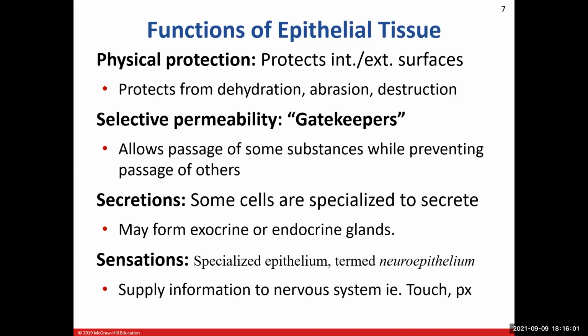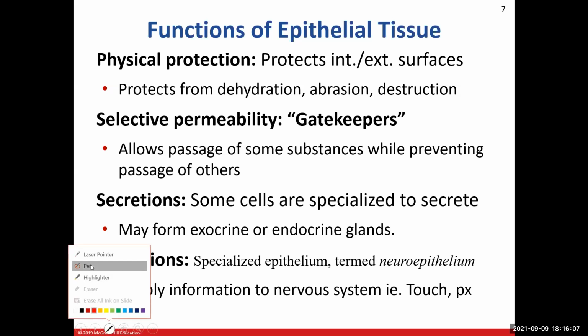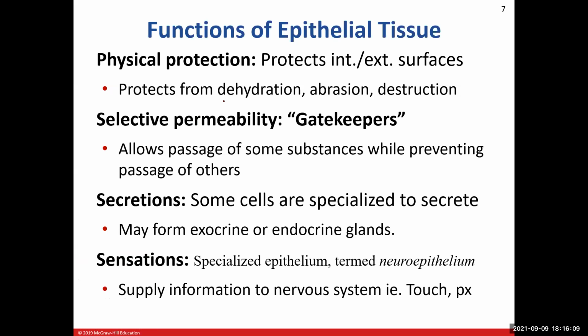So the first type of function is physical protection, right? And if you notice here, and you might not, you can see here that the physical protection offers protection from dehydration, abrasion, and destruction. Well, gosh darn it, that's what some of the functions for your skin are: to protect against dehydration, water loss, or abrasion, any type of contact with your skin, and just general overall destruction of the tissues underneath.